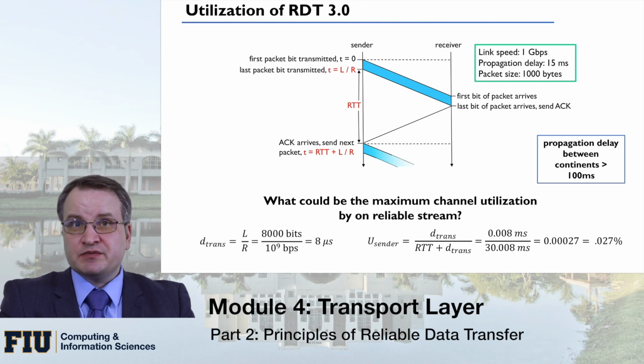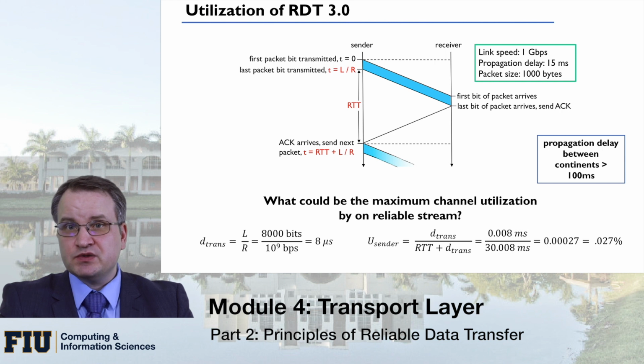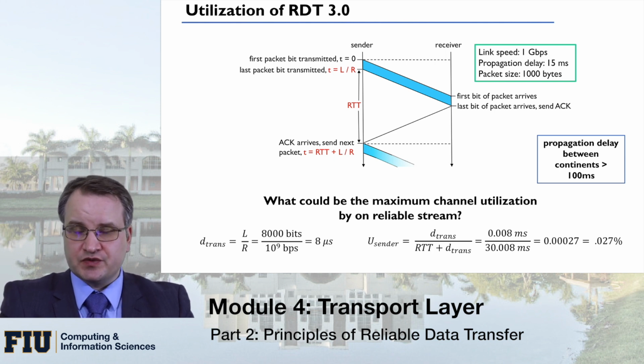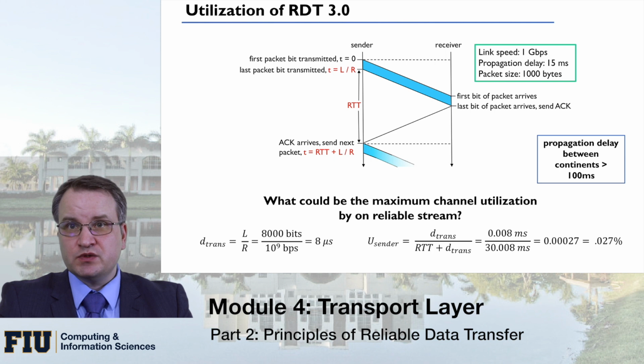And how I calculate it, basically you can compare the amount of time the link was busy to the amount of time this link was effectively waiting for something to happen. And this really relates to the RTT and the transmission time of the packet. As I highlighted on the slide, the propagation delay between continents is more than 100 milliseconds. Even between the East Coast and West Coast in the US, it would be on par of 100 milliseconds. And if we're talking about a transatlantic or trans-Pacific link, it would be even larger.